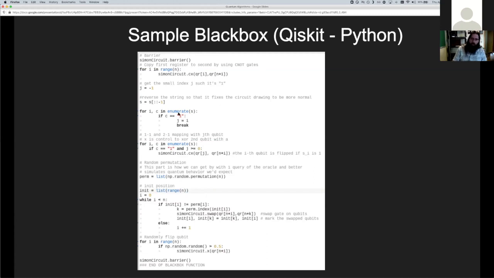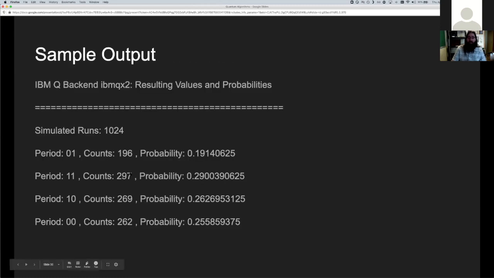So the Oracle essentially starts out like this: we go through here, we enumerate, and then we apply C-NOTs. We get our list of random permutations, and we go through the permutations, and then we do a swap gate, and then we actually mark the swap gate. At the very end of the Oracle, we just randomly flip a qubit, is all we're doing there, and then we have our barrier here that ends the black box function. And here's some sample output that I took from the IBM QX2 backend, we have 1024 runs. Here's our period string. I think, yeah, this was the correct string.